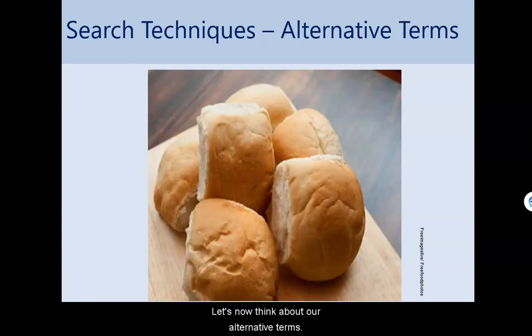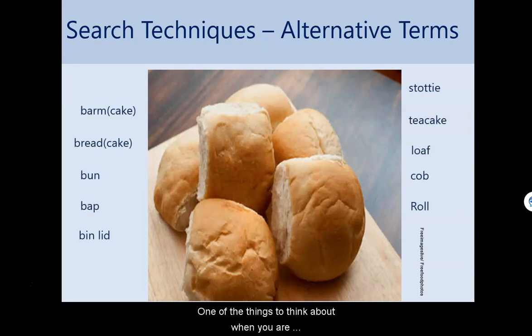Let's now think about our alternative terms. This is a really useful technique to use to expand the amount of results that you get within your database search. So if you have a word for a particular intervention, for example, think about the other ways that that intervention could be expressed. So if we think about the example that's on the screen, the object that's on the screen, there are lots of different words that describe this particular object, and here are just a few of them. So one of the things to think about when you are searching is is there an alternative way of expressing my search term? Because that then will bring you back more results.